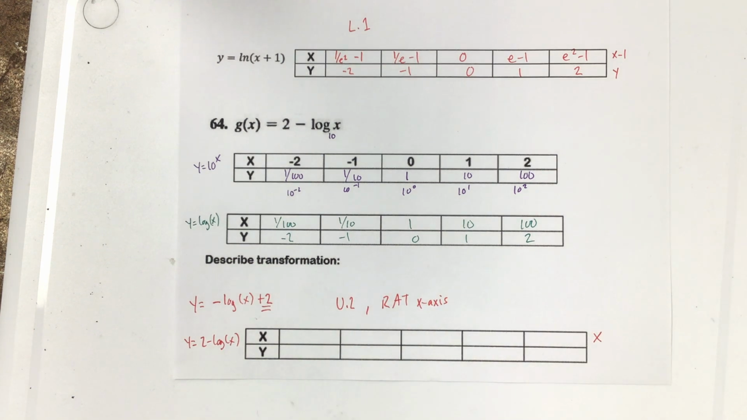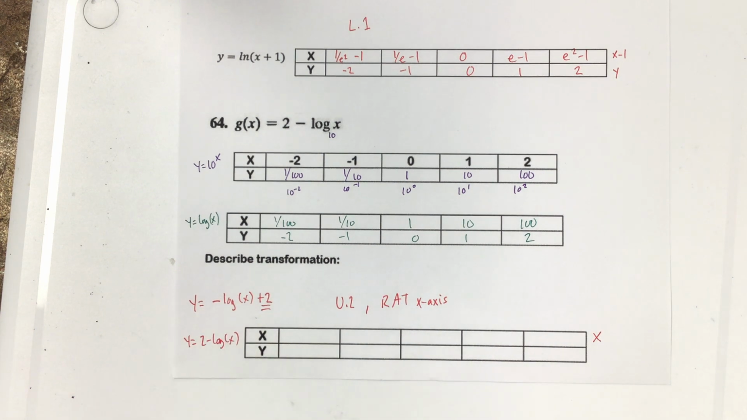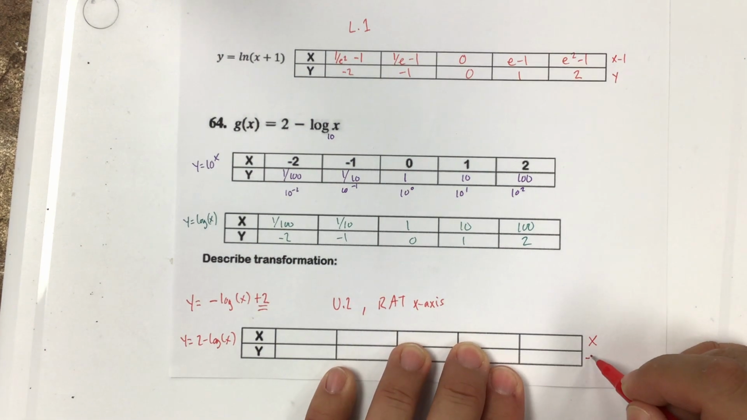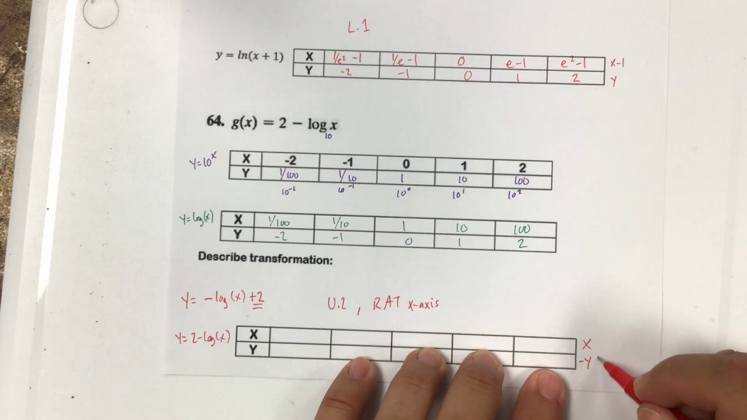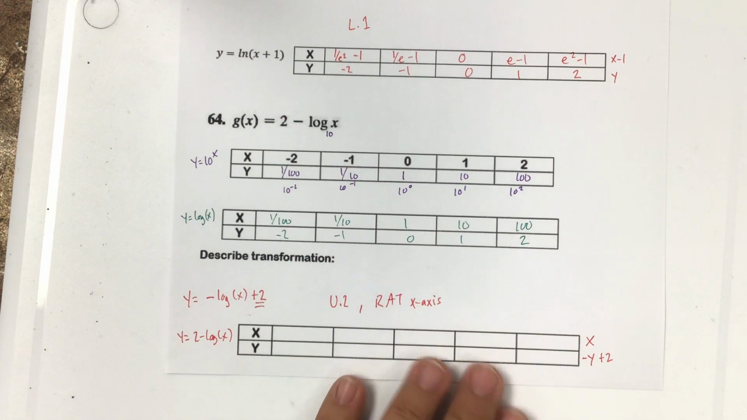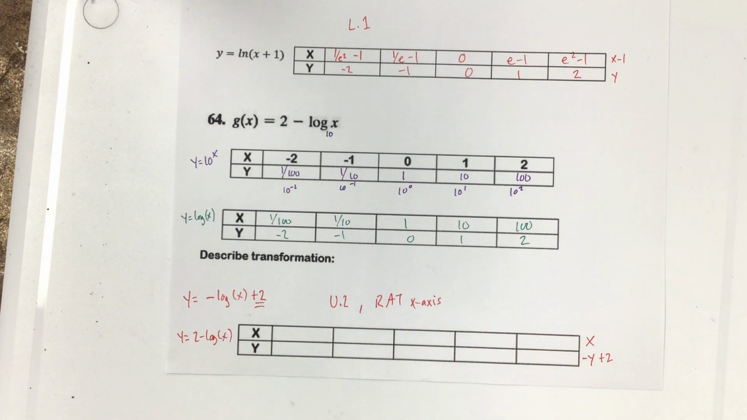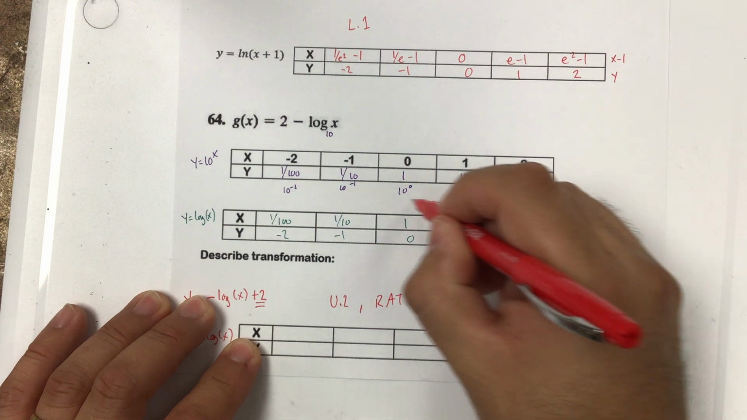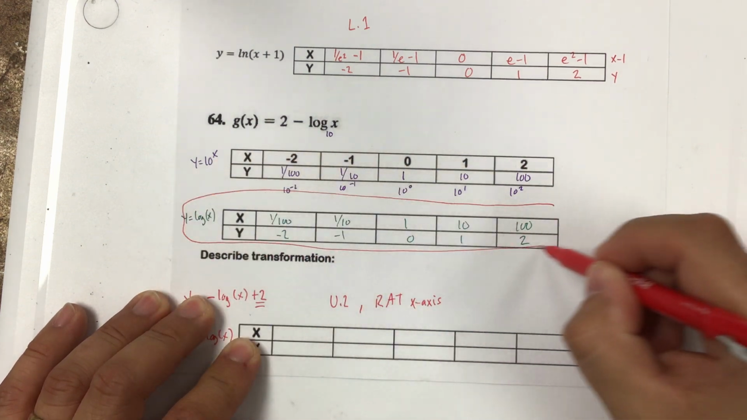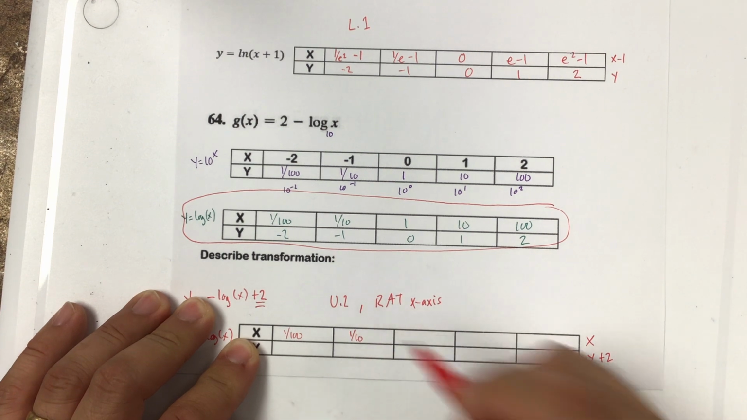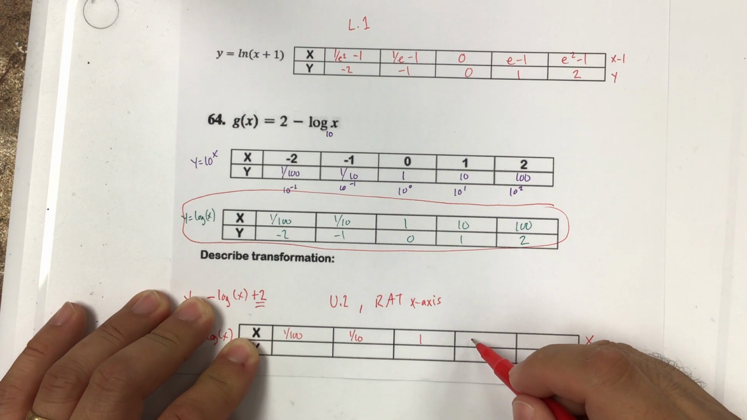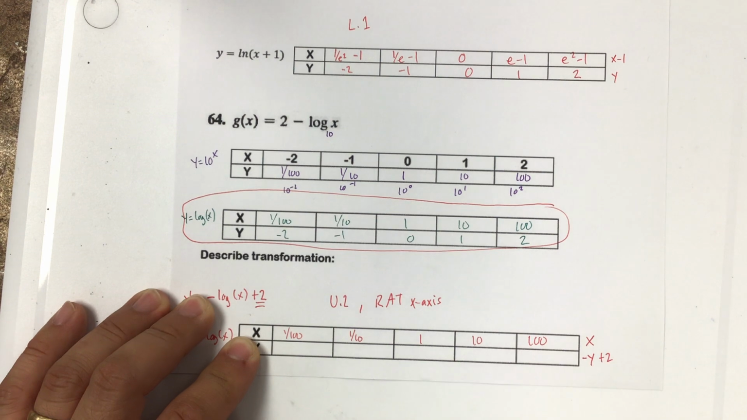Now, the reflection across the x-axis, you make the y's the opposite. So we're going to do negative y. And then up 2, we're going to add 2 after we reflect it. So those are the two rules right there. X does not change, but my y values, I'm going to multiply by -1, and then I'm going to add 2. So this is nice because these x values right here are fractions, so I don't have to worry about them. I just rewrite them. So 1 over 100, 1 over 10, 1, 10, and 100.